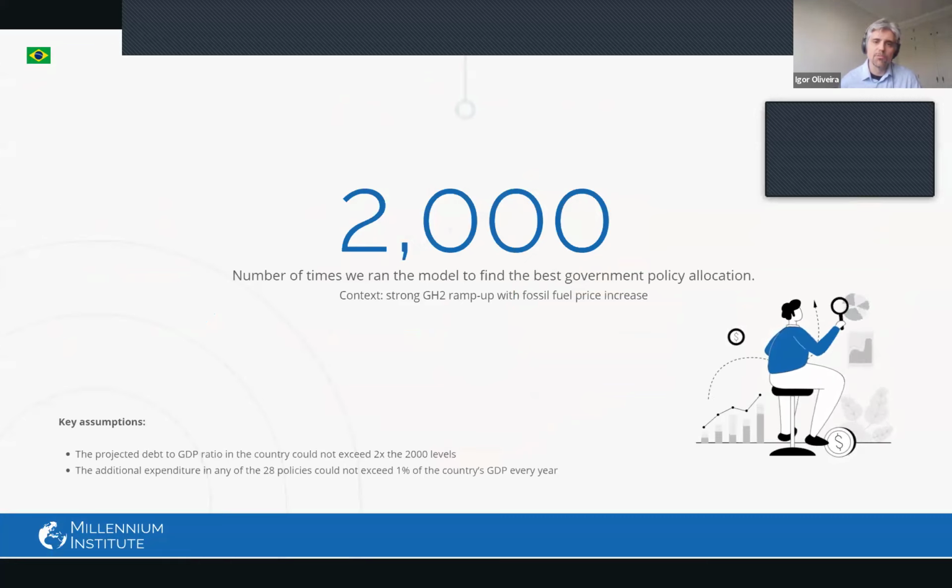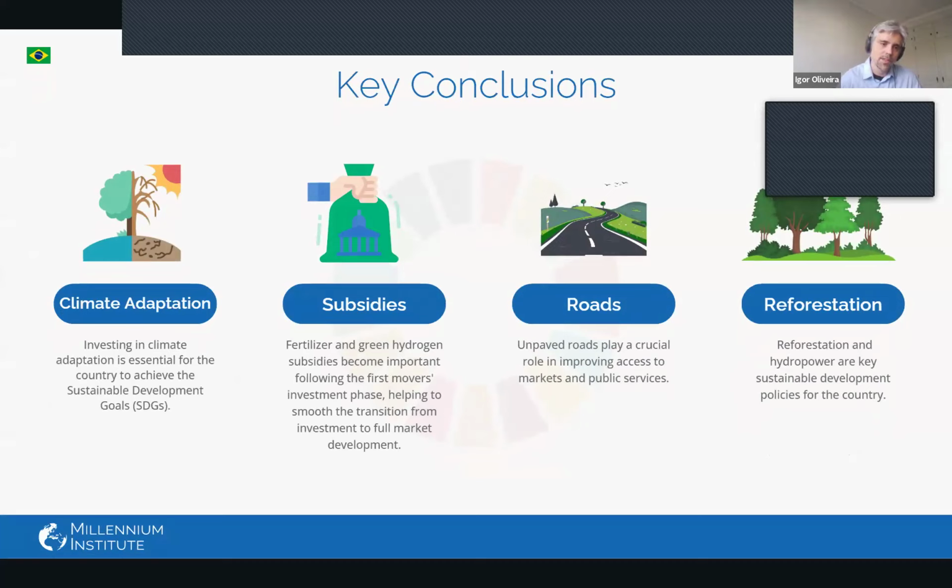In the case of Brazil, we saw that 4 policy areas synergize very well with each other and with green hydrogen, the evolution of green hydrogen in the country, right? So we saw that adaptation is key. We saw that there is a specific shape of the format of the subsidies that could maximize SDG performance in terms of fertilizer subsidies and also the green hydrogen subsidy itself. We noticed that there are some timing considerations about how and when the subsidies should be deployed.